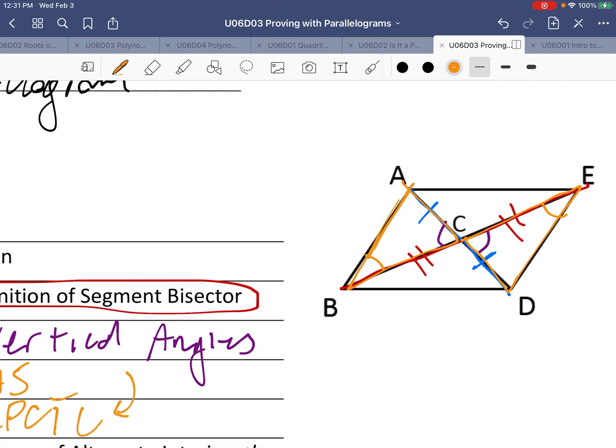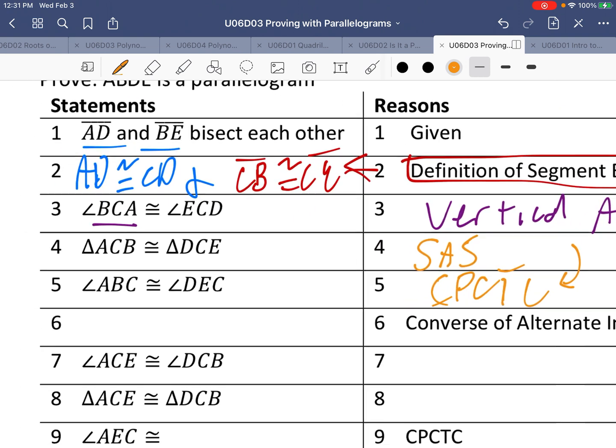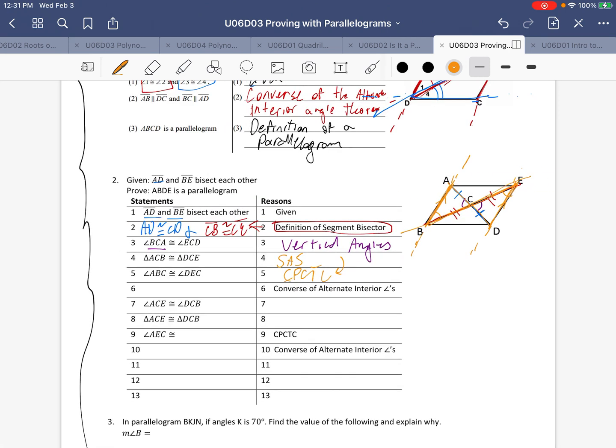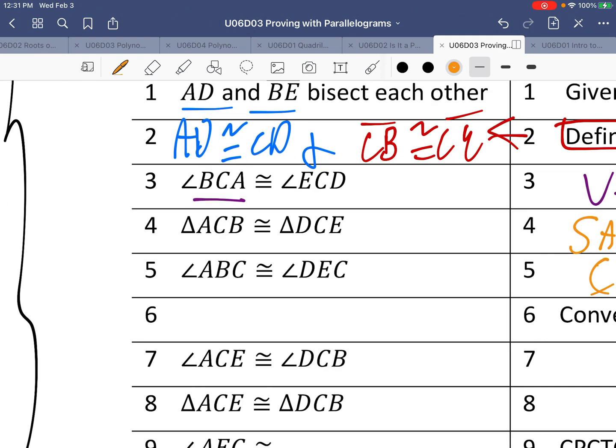Now, if you look at those angles carefully, those angles are part of our classic Z formation. So if they're part of the Z formation and they're congruent, that's going to make this line and this line, using this transversal, parallel, which is half of the definition of our parallelogram. So we're going to say AB is parallel to DE.